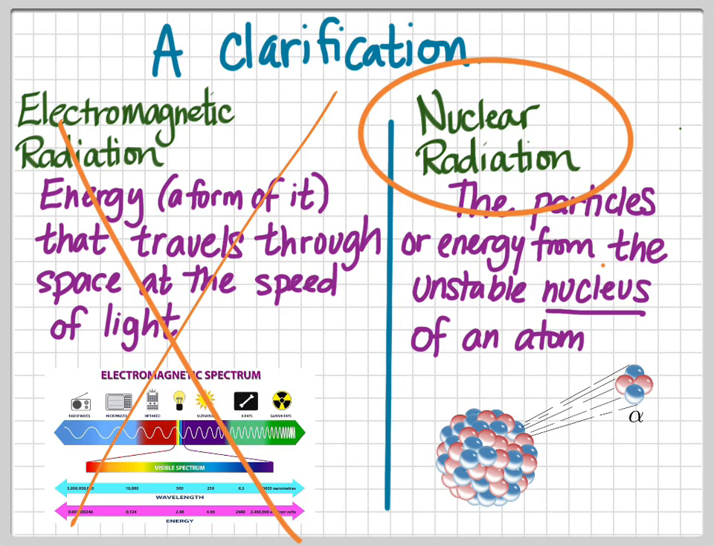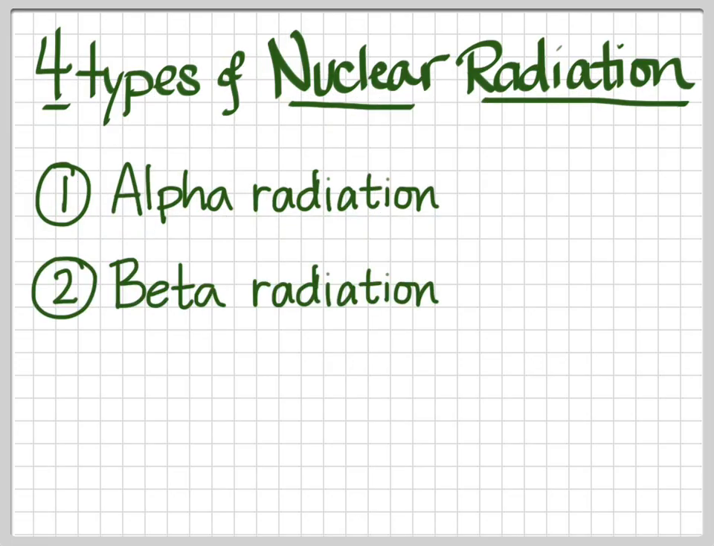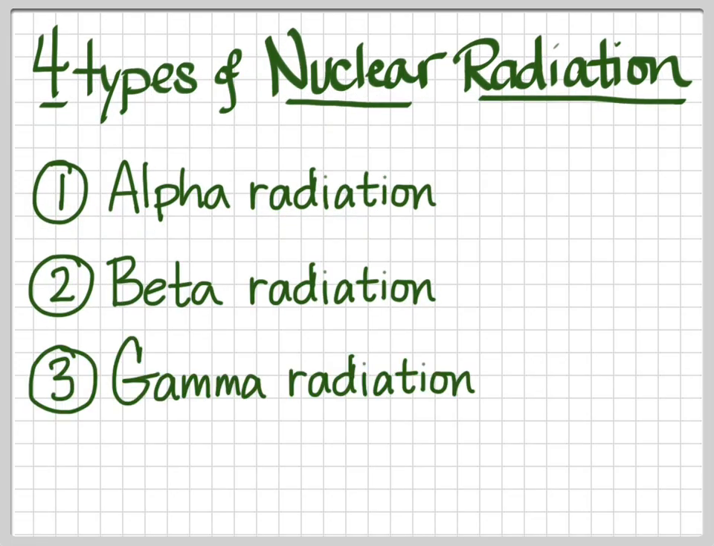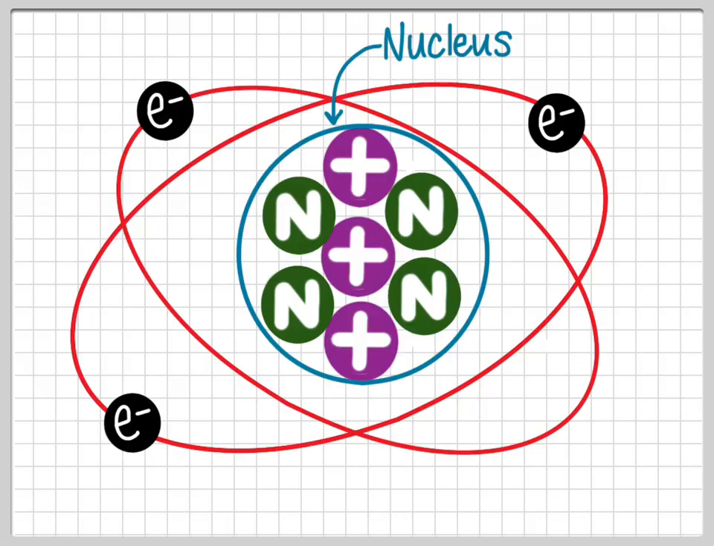More on that later. All right, so let's talk about the 4 types of nuclear radiation. The first one we're going to talk about is alpha radiation. There is beta radiation, gamma radiation, and neutron radiation. Let's start with alpha.